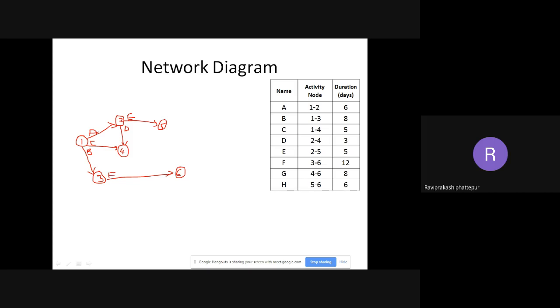Then G is 4 to 6. Sorry, 4 to 6 is G. Then 5 to 6. So if you see, is there any tangling here? I started with 1 and ended with 6. There is no activity that is just left apart. So it starts with 1 and ends with 6. So 5 to 6 is H. So this is my H.